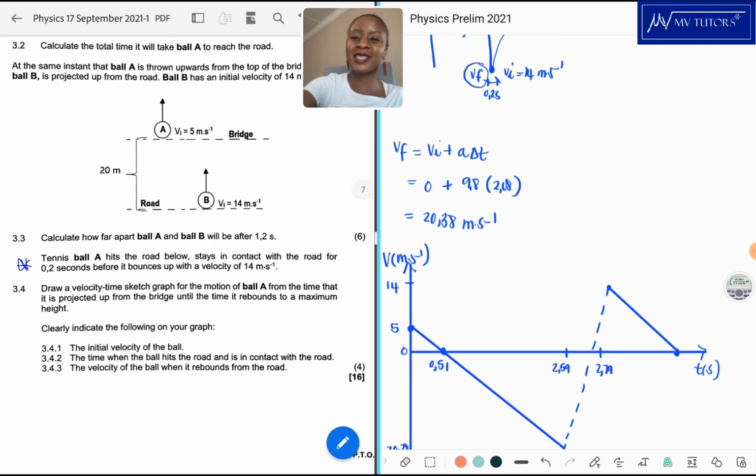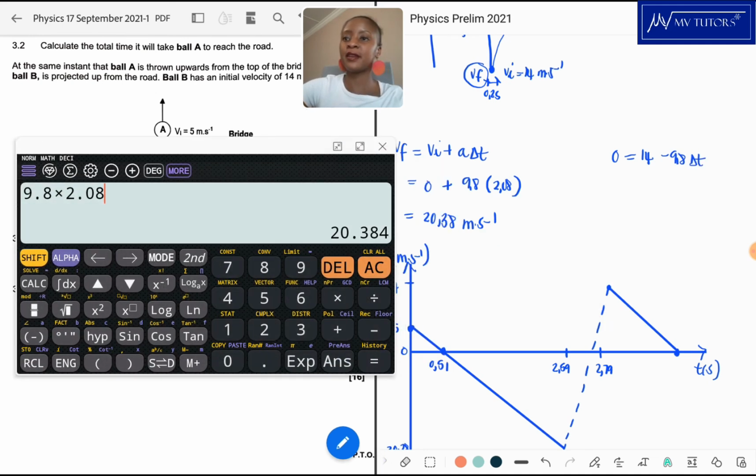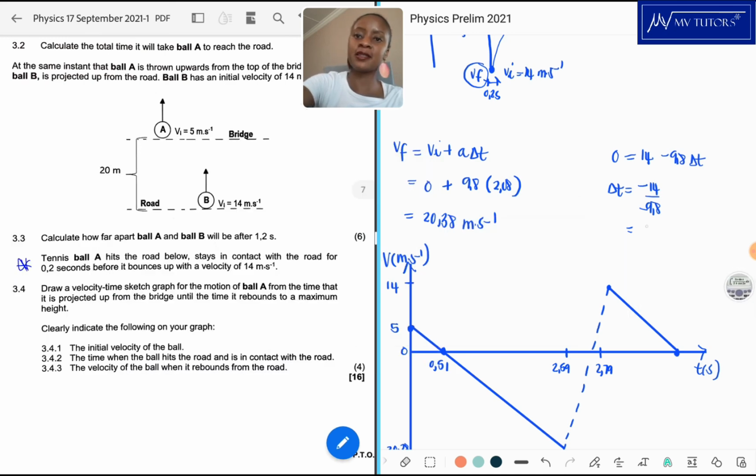So your final velocity, you know it is 0. Your initial velocity is 14. At this point, it is going up, so you have negative 9,8 and you have delta t. So delta t would be negative 14 over negative 9,8, that is 1,43 seconds.